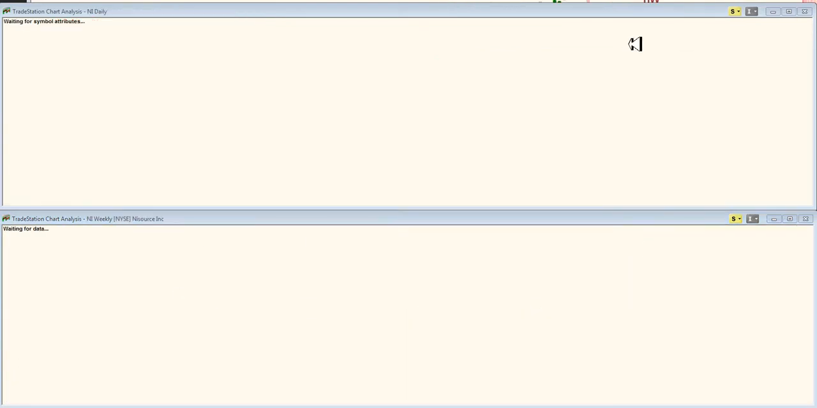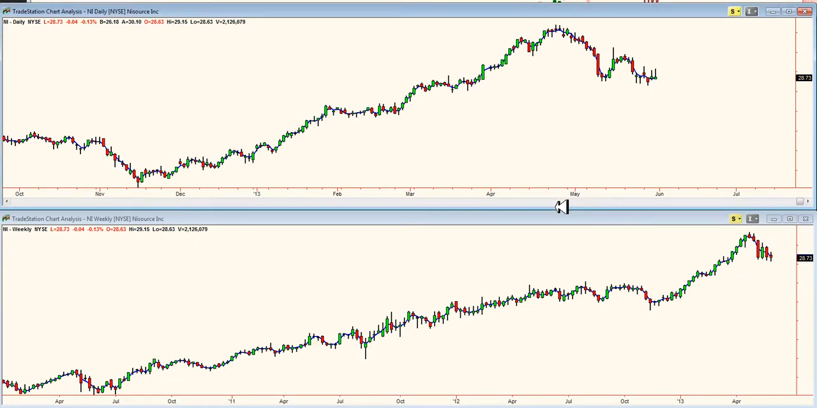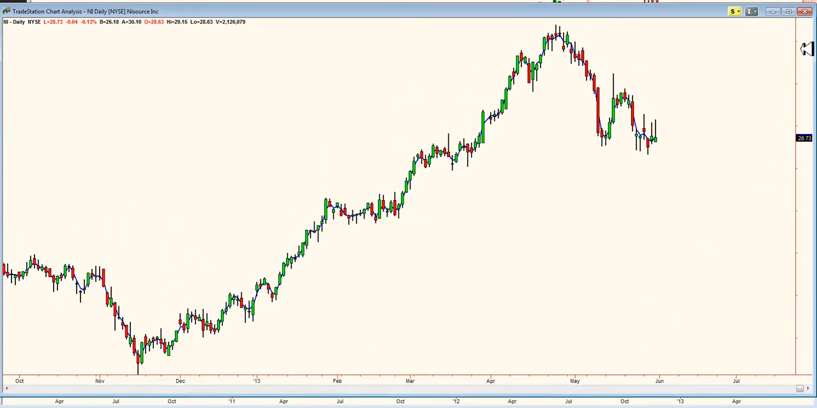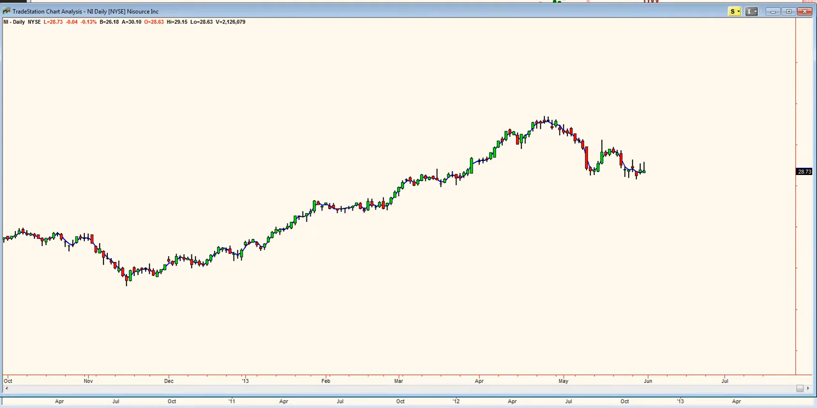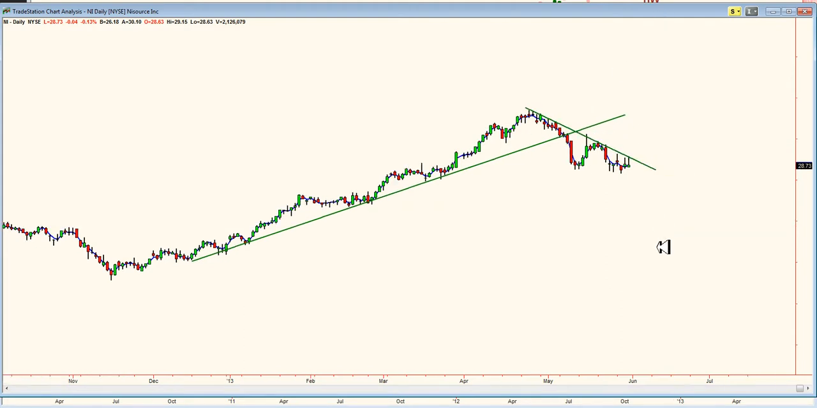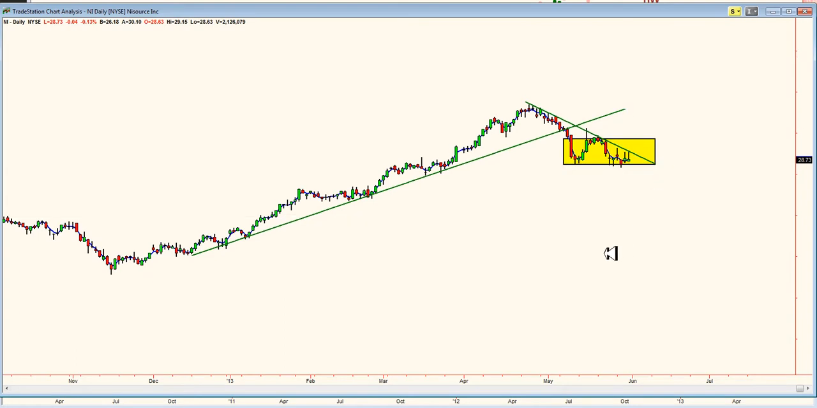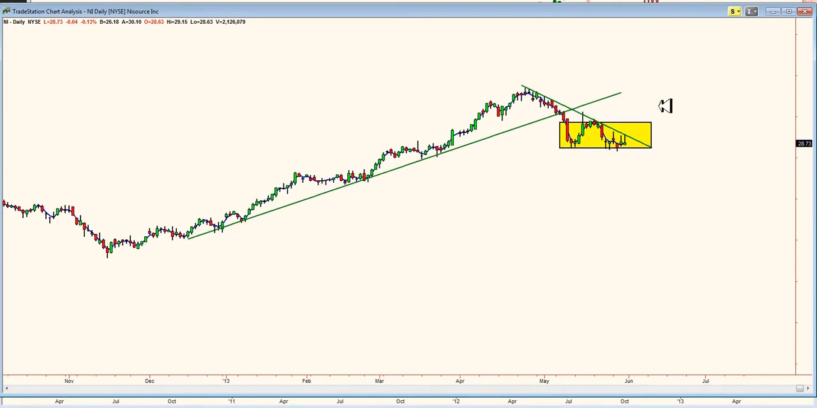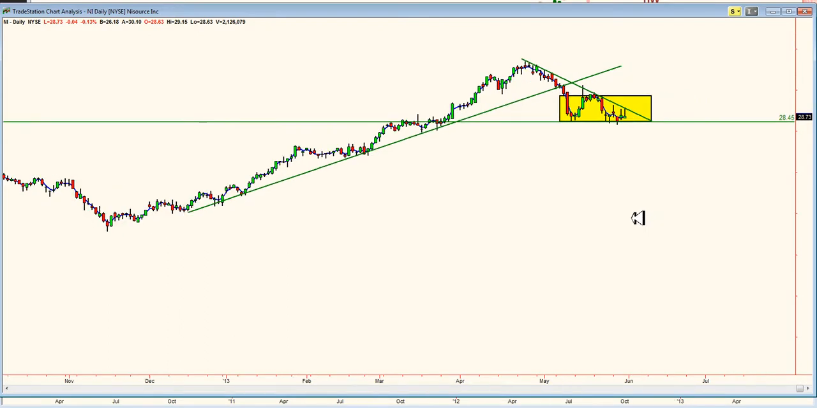And then one more, NI. Tell me about this one. Take a look at NI on the daily chart. Look at what's happened here. Draw your trend lines. Now we've got a lower high and a box established. Now we look for what? A breakdown of that box. Because it's a reversal of trend.